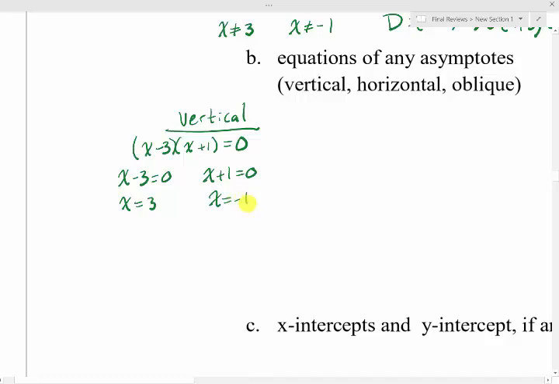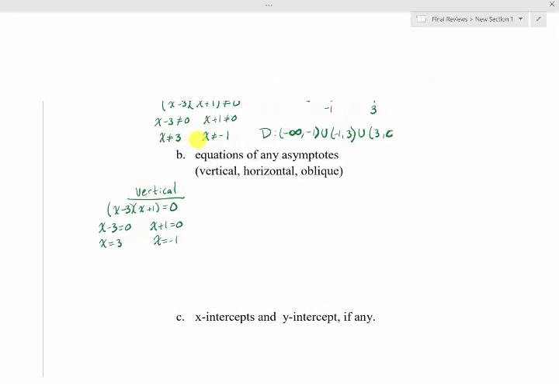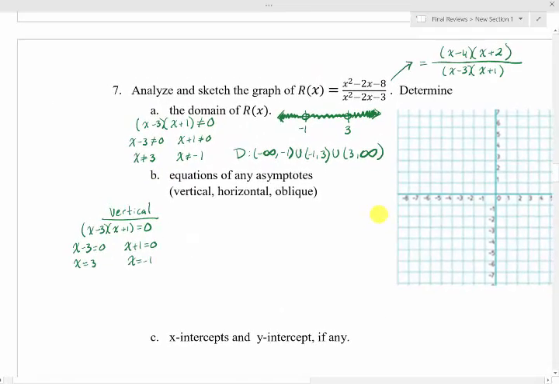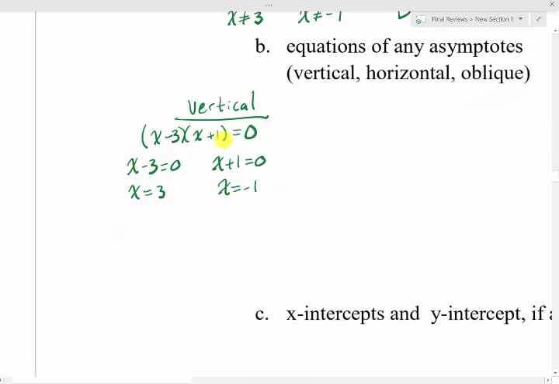Then we can use the multiplicities of these vertical asymptotes to tell what's going on around each asymptote, which is really nice. So looking back at my original function, or our reduced function, the multiplicity of x equals 3 is going to be 1, because I don't have any power for that factor, which tells me it's a power of 1. And we're going to do the same thing for negative 1. It also has a multiplicity of 1.